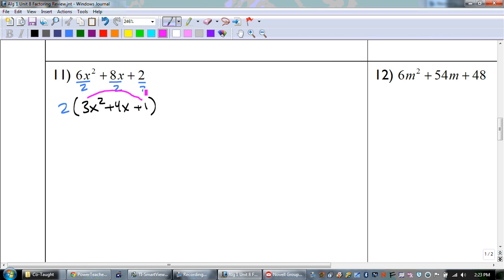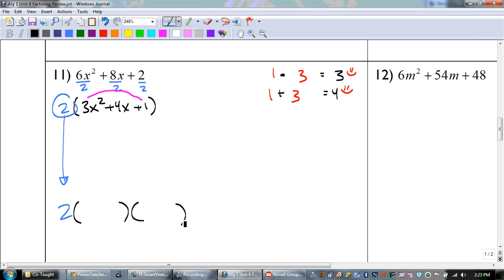Okay, I need to multiply a times c. So you're looking for numbers that multiply to get to 3 and add to get to 4. Okay, well, we're doing a combination of 1 and 3 because those are the only factors of 3. And does that work? Yep, it works for both. Now, I don't want to forget about the 2, so I'm going to come down and drop it into my answer because I know that's what my answer is going to look like.